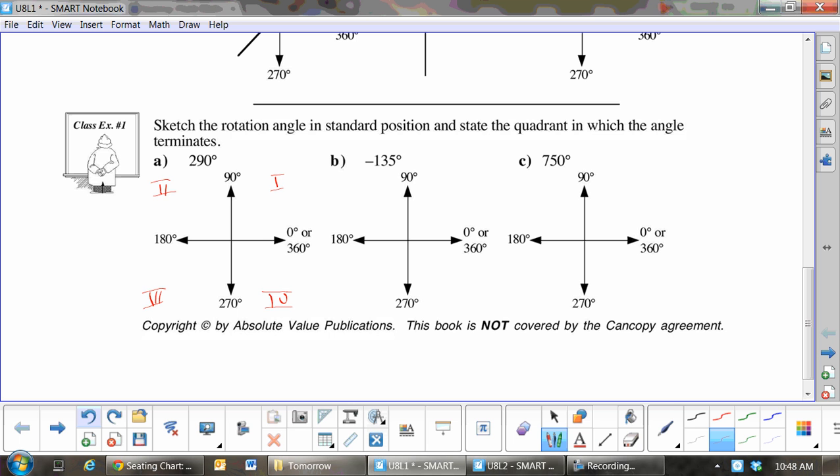So where would 290 go? Which quadrant? Quadrant 4, about there, right? And how do you draw it? You just draw it like that.